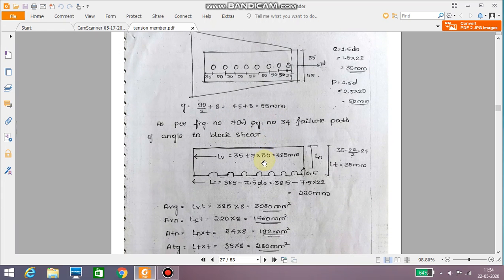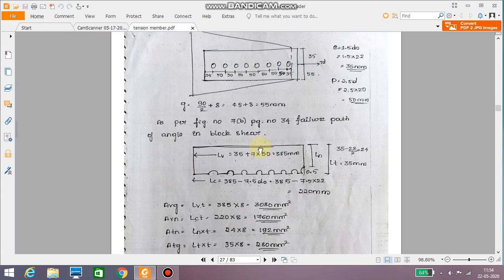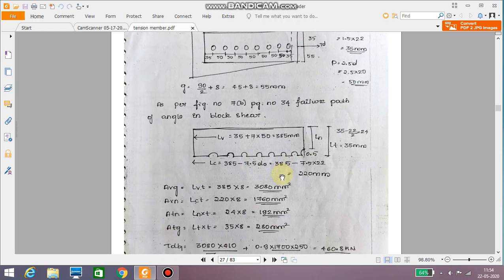Okay. Now, as per figure number 7b, page number 34, the failure path of the angle for block shear will be like this. This is how the failure path for the block shear. So here you calculate Lc. Lc is nothing but 385. How we got 385? You have to calculate the distance from here to here. 385 minus 7.5 into d naught. So totally I have 7 full bolt diameters coming here and half of the 8th bolt coming. So it is 7.5 d naught.